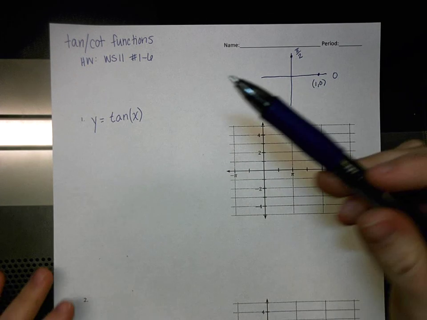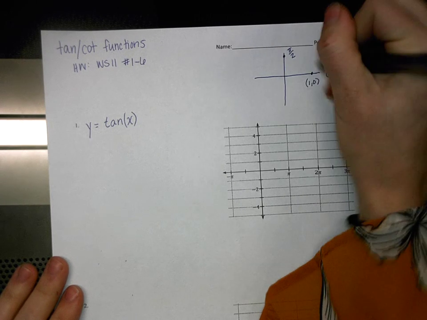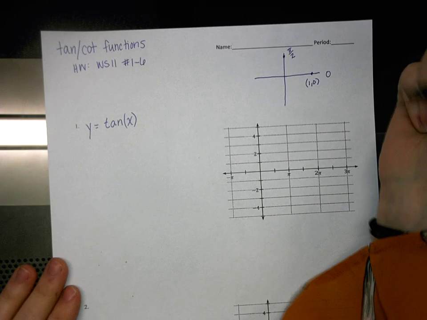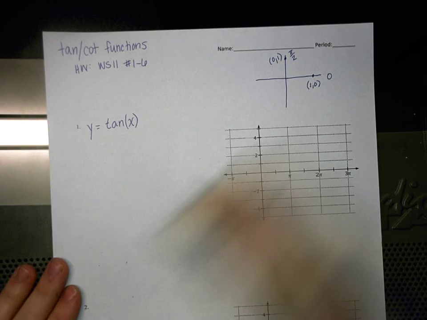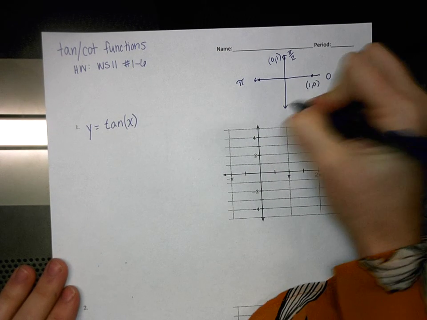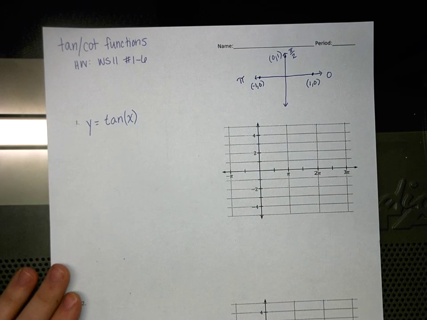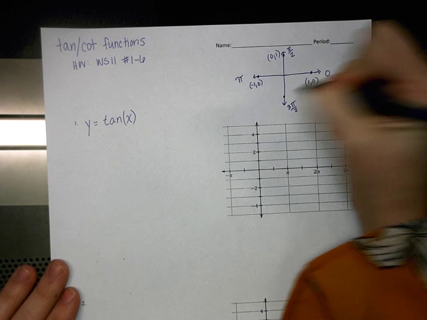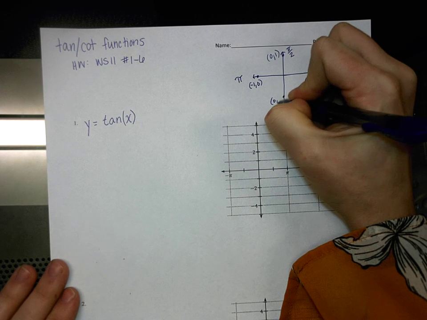Okay, so tangent and cotangent functions, we're going to put our 4 quarter turns from our unit circle on here. So 1, 0 for 0 radians. At pi over 2, we have 0, 1. At pi, we have -1, 0. And at 3 pi over 2, we have 0, -1.